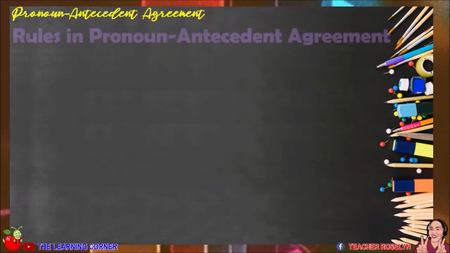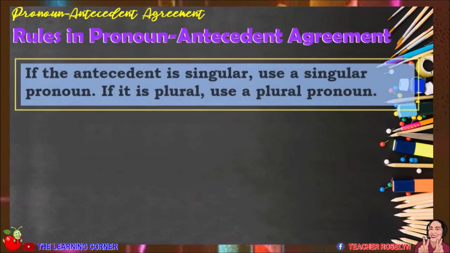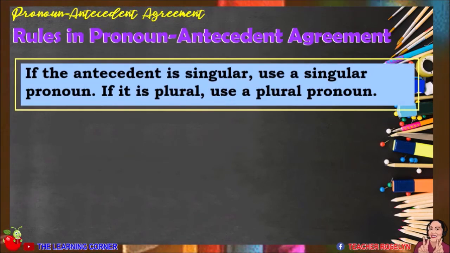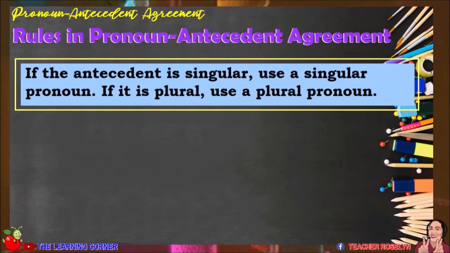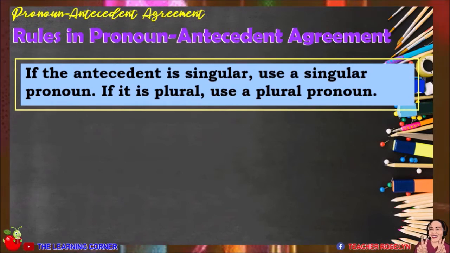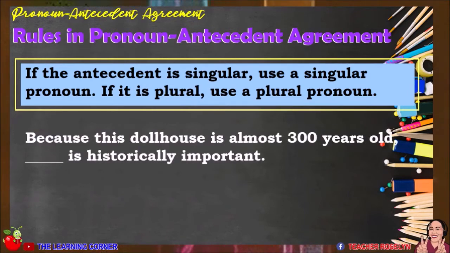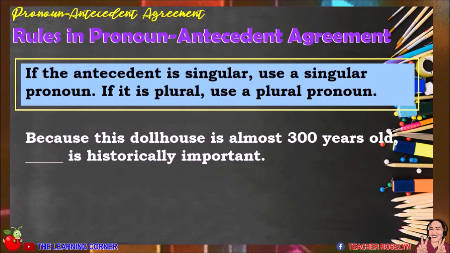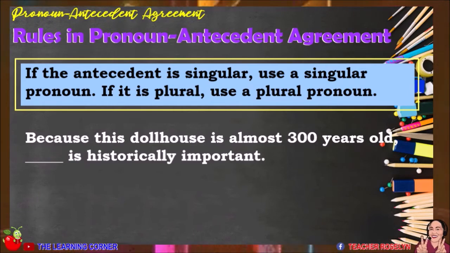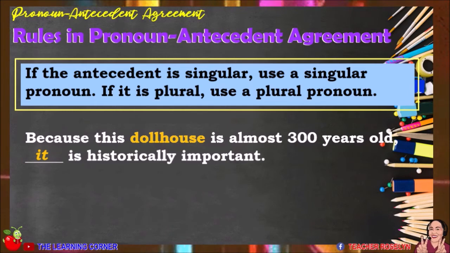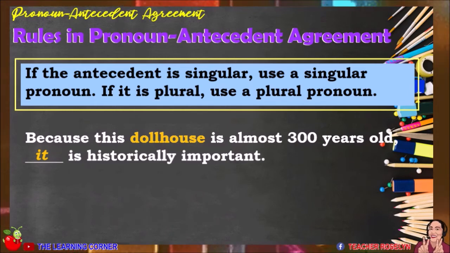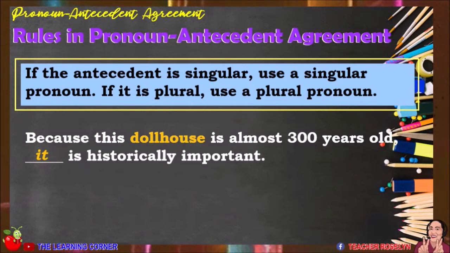Here are the rules in pronoun-antecedent agreement. First, if the antecedent is singular, use a singular pronoun. If it is plural, use a plural pronoun. For example, because this dollhouse is almost 300 years old, blank is historically important. In this sentence, the noun or antecedent is dollhouse, which is singular. So, we will use the pronoun it. Because this dollhouse is almost 300 years old, it is historically important.